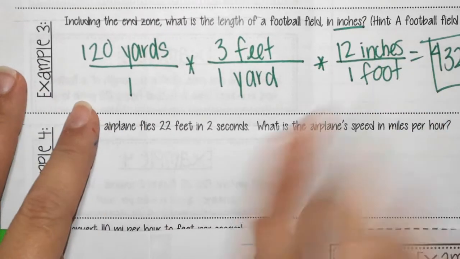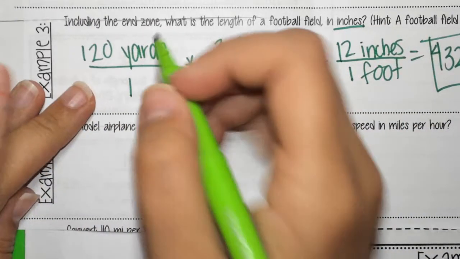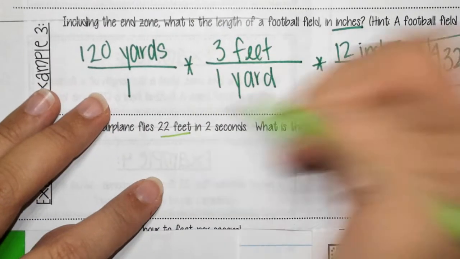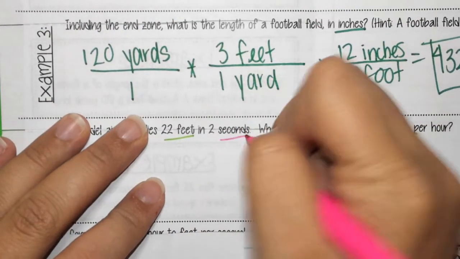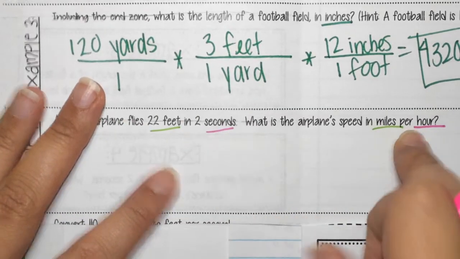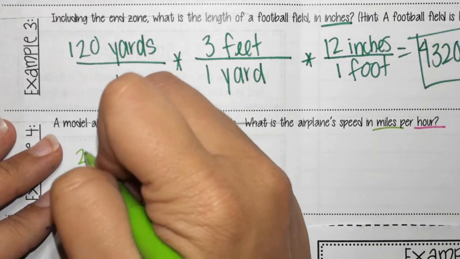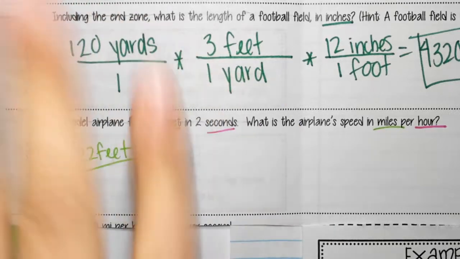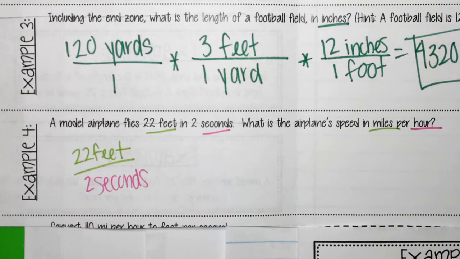First, let's start with what it gives us. We have to do 2 conversions this time. We have to go from feet to miles, and then from seconds to hours. My feet conversion is going to be in green, and my seconds is going to be in pink. So I'm starting with 22 feet in 2 seconds.